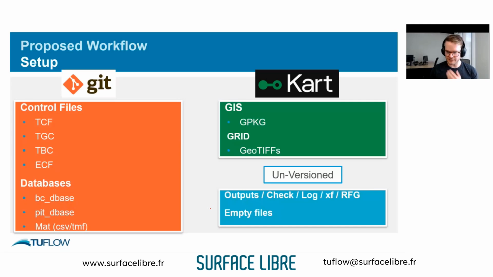The only thing missing really that I could think of is tins. I'm not sure if people use tins. I guess most tins that TUFLOW supports, like the land XML, is just a text format, so would probably therefore have to be versioned by Git. That's probably where I would stick it.